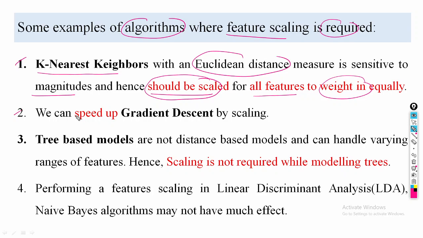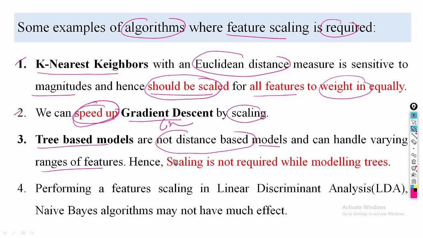Point number 2, we can speed up the gradient descent by scaling. If you apply the scaling on gradient based algorithms like linear regression, it will speed up. Tree based models are not distance based models and can handle varying ranges of features. So scaling is not required while modeling the trees.